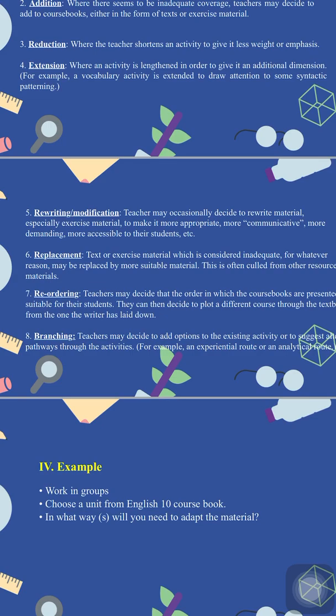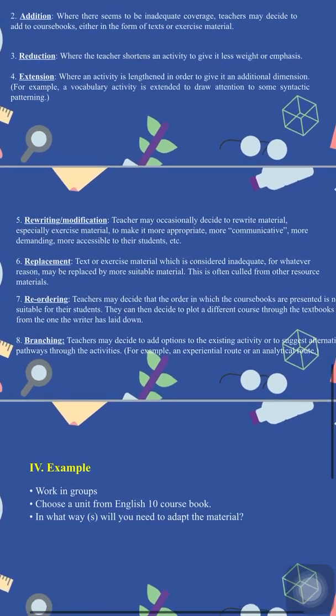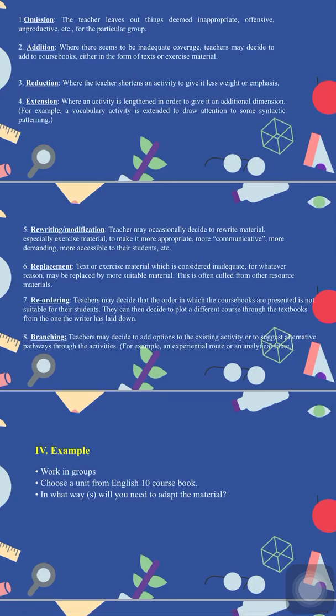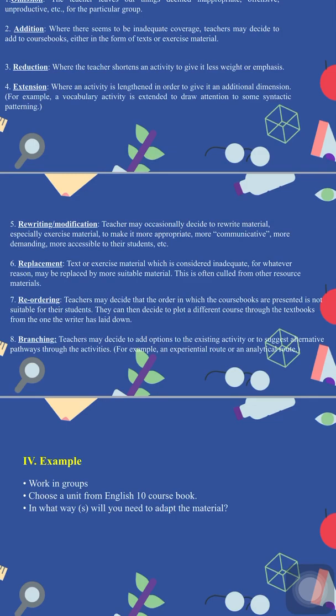6. Replacement. Text or exercise material which is considered inadequate for whatever reason may be replaced by more suitable material. This is often taken from other resource material. 7. Reordering. Teachers may decide that the order in which the coursebook is presented is not suitable for their students. They can then decide to use a different order from the one the writer has laid down. 8. Branching. Teachers may decide to add options to the existing activity or to suggest alternative pathways through the activity. For example, an experiential route or an analytical route.